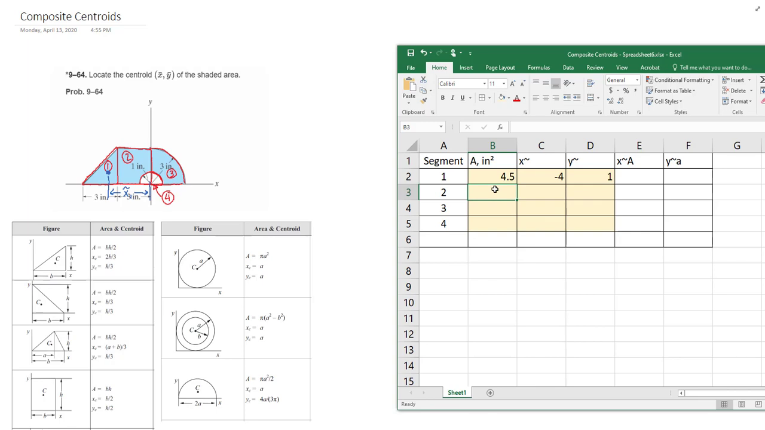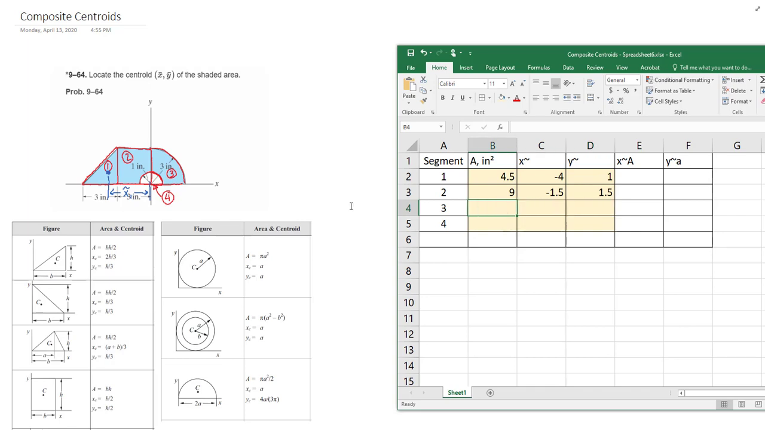Segment 2 is that square shape. So the area of the segment 2 is going to be 3 times 3, right? And you do have a little reminder down here that A equals base times height. And the base is 3 times 3. The x centroid location is the base over 2. The y centroid location is height over 2. So our x centroid here is minus 3 over 2 because it's on the left side of the y-axis. And the y centroid location is also 3 over 2. All right.